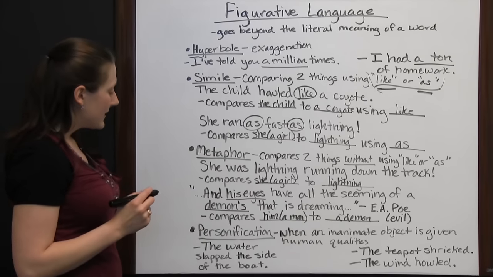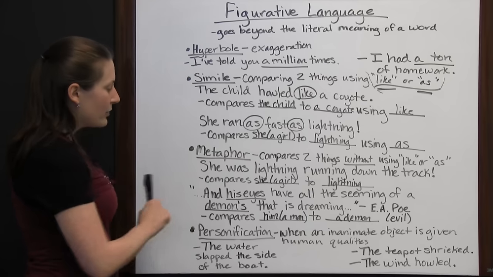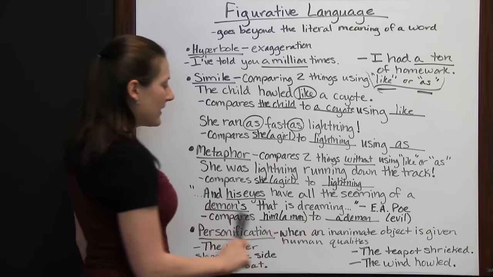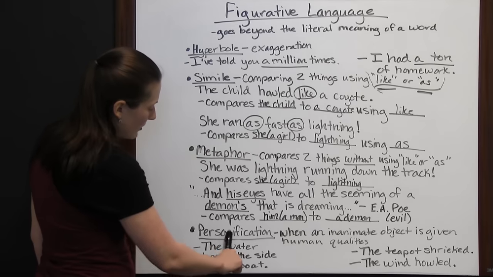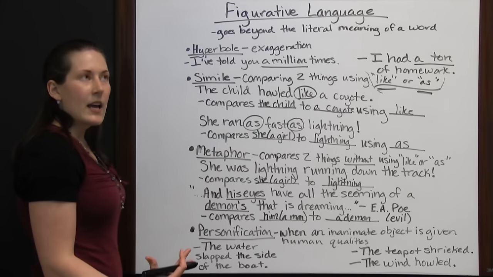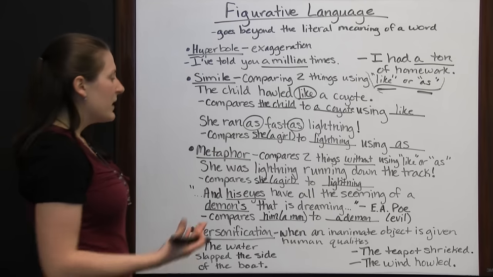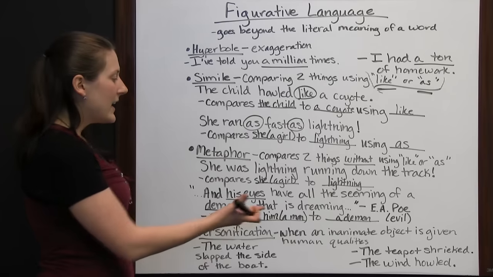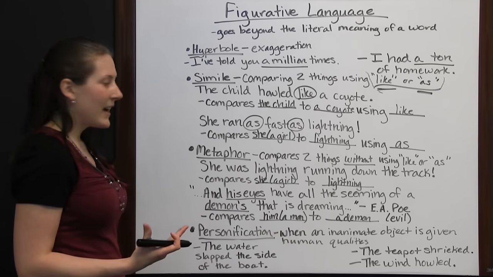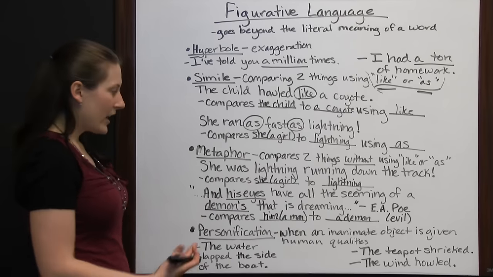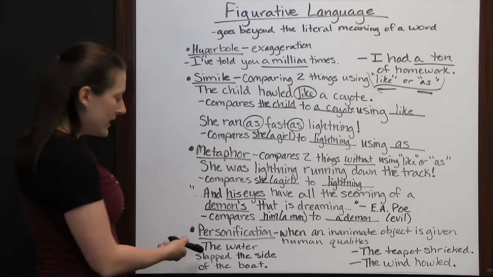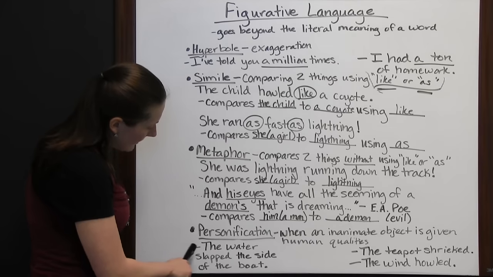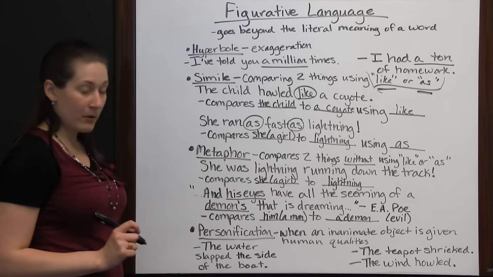And the last piece of figurative language we're going to discuss is personification, which is when an inanimate object is given human qualities. You are personifying it. You are making it do something a person would do even though it's not something that can do these things. And remember, inanimate objects are going to be things that are not alive. A chair, a teapot, the wind, water, those are inanimate objects. So the example here, the water slapped the side of the boat.